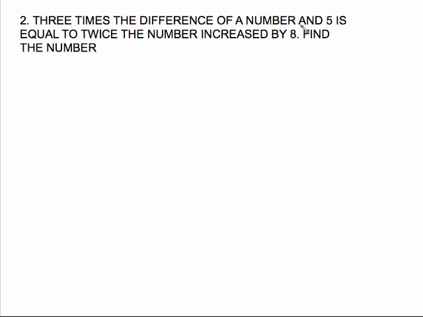3 times the difference of a number and 5 is equal to, so there's my equal sign, is equal to. So I need to translate what's in front of that. 3 times the difference of a number and 5. 3 times, the difference. Difference is something special also. When you see the word difference, you should put it in parentheses. And what's going in the parentheses is the difference, so there's a minus sign there, between a number and 5.